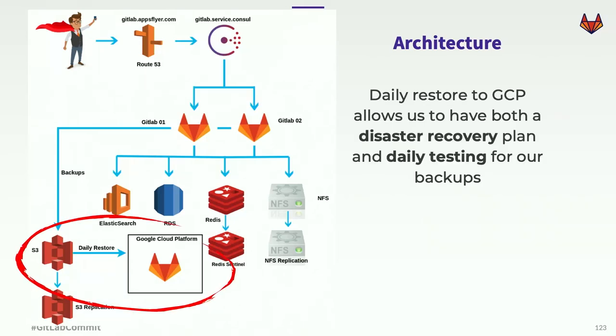And I want to focus on one more cool thing that we did. We have a daily restore, actually an hourly restore to S3 with replication, but we also have a daily restore to Google Cloud Platform. It allows us to test our backups, but also we have a separate GitLab instance waiting on another cloud provider, which really helps us to be cloud agnostic.